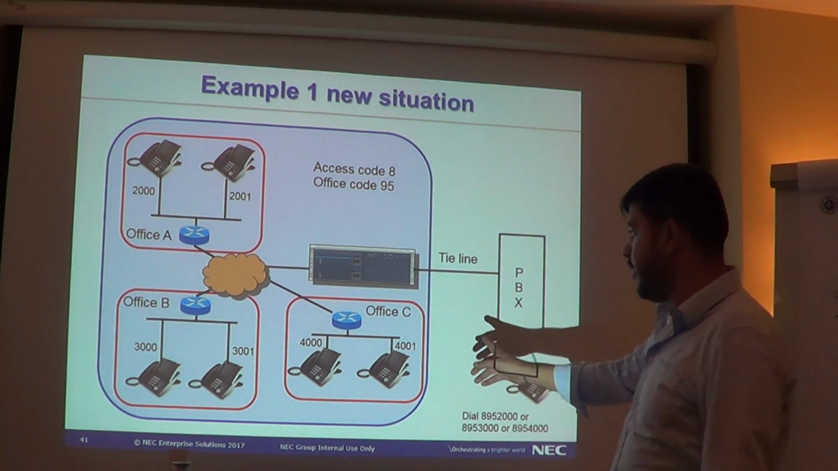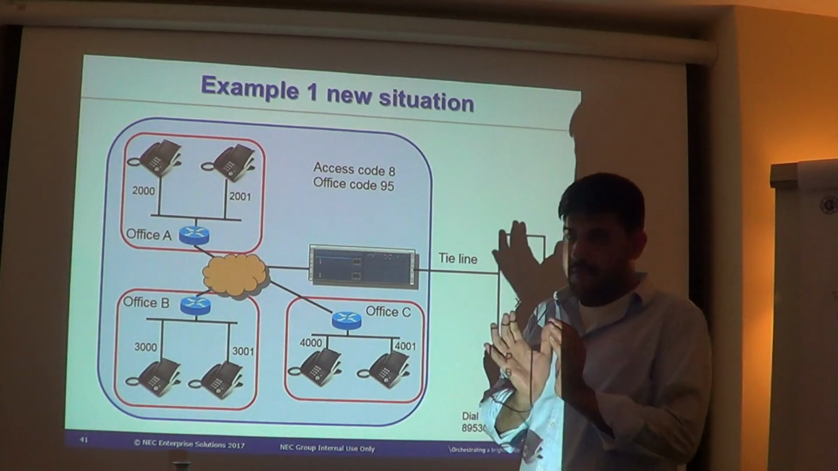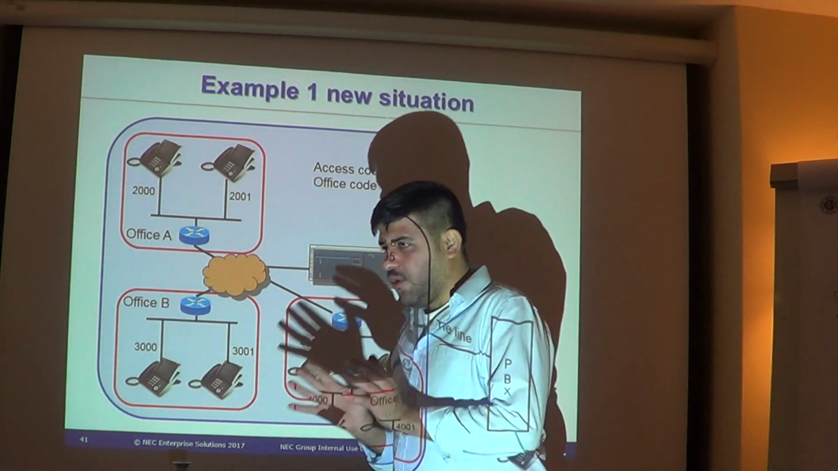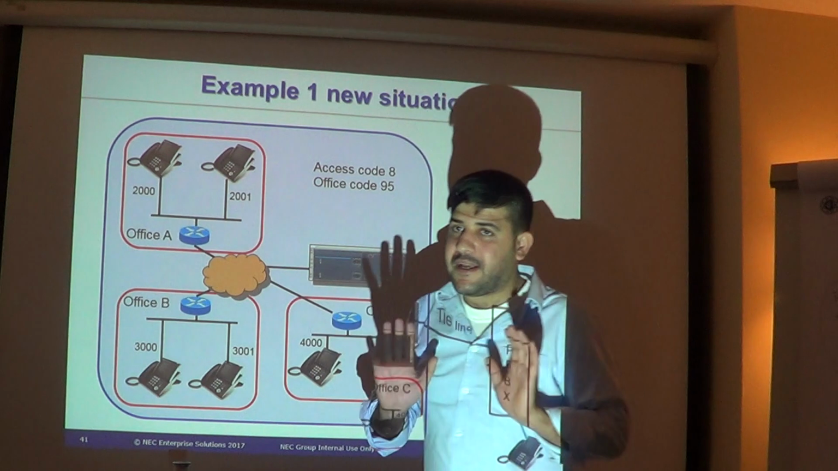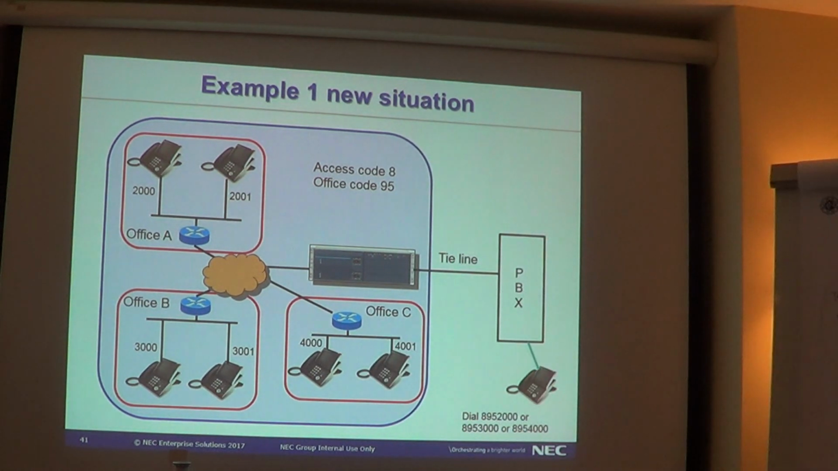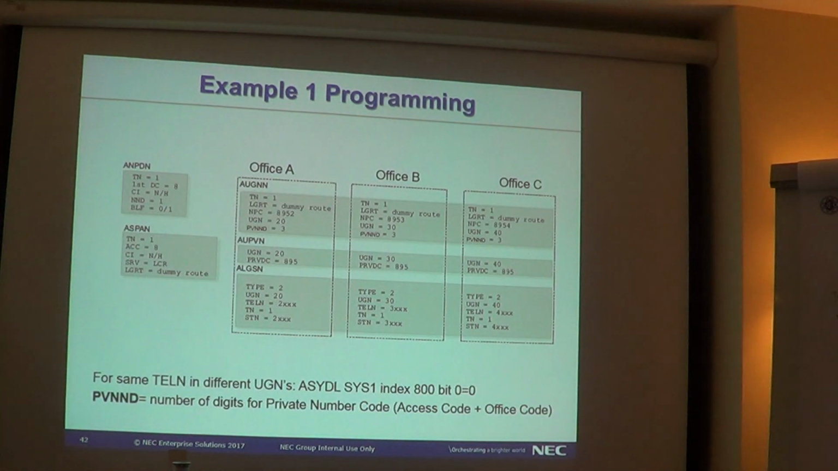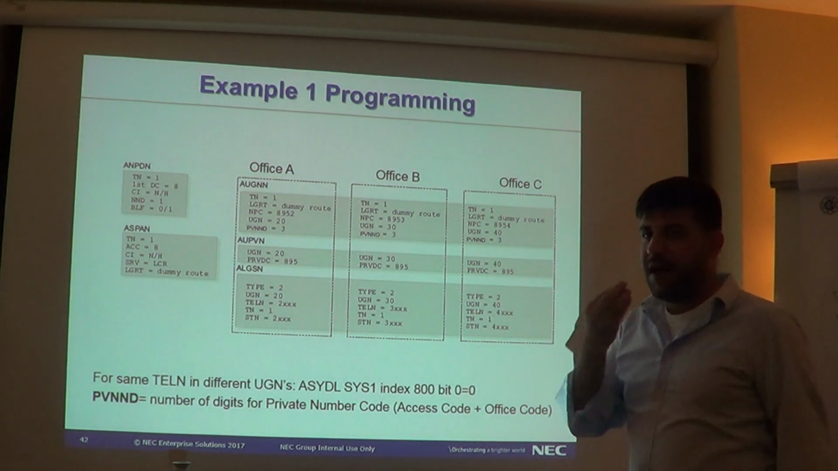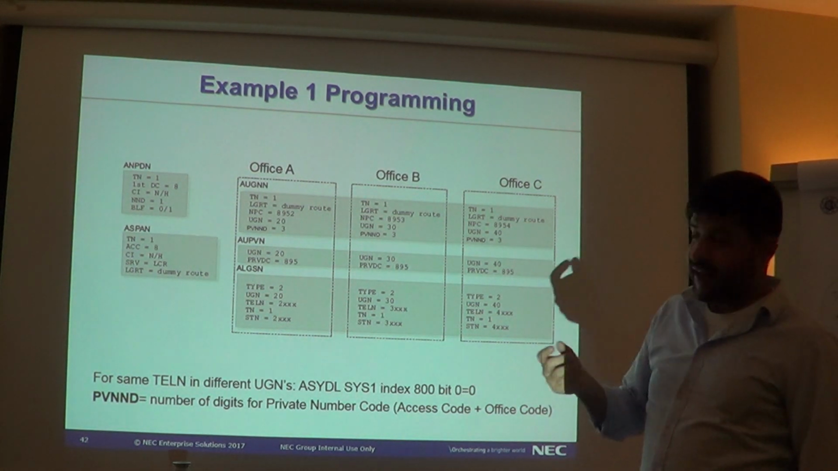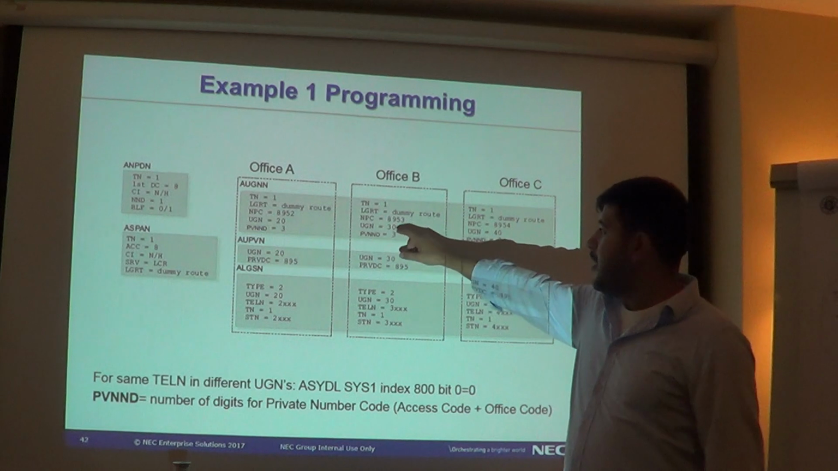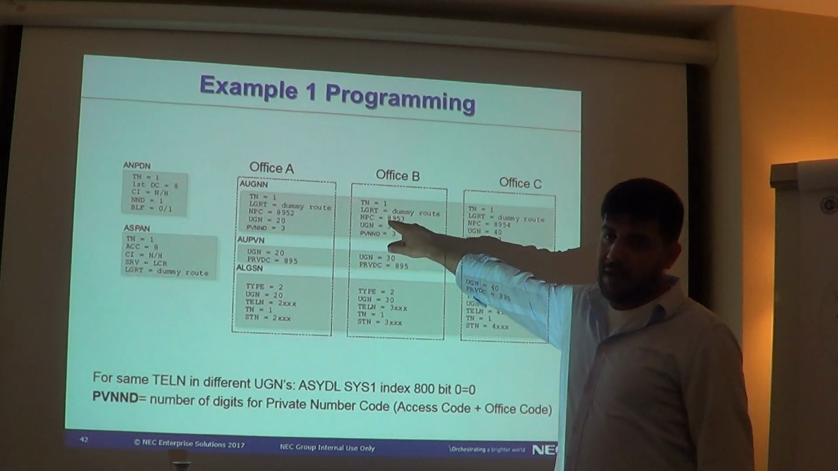What I mean to say here is that this will act like a small PBX. How? By defining a kind of dummy or intelligence access code based on the dummy root, meaning this is my access code and this is my area code.